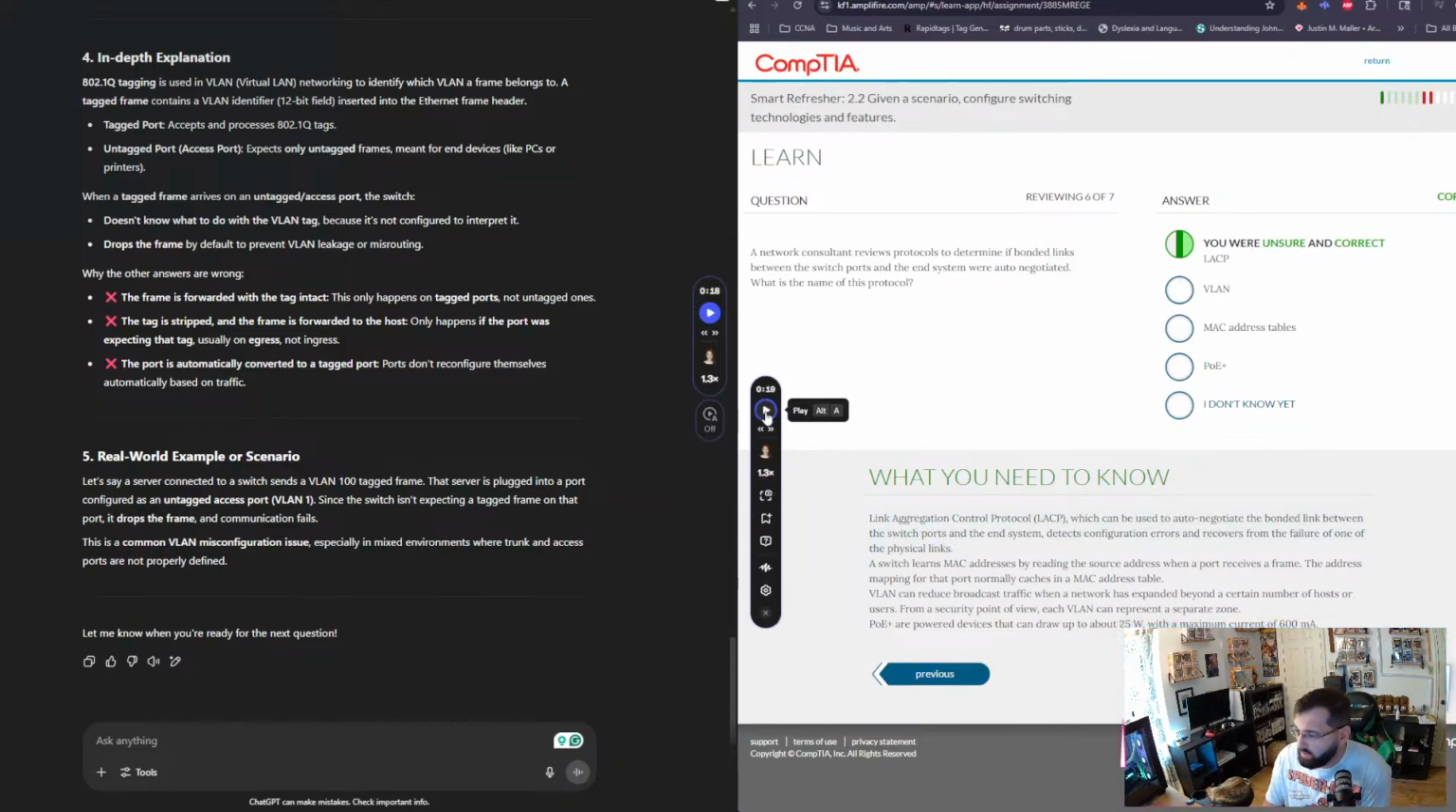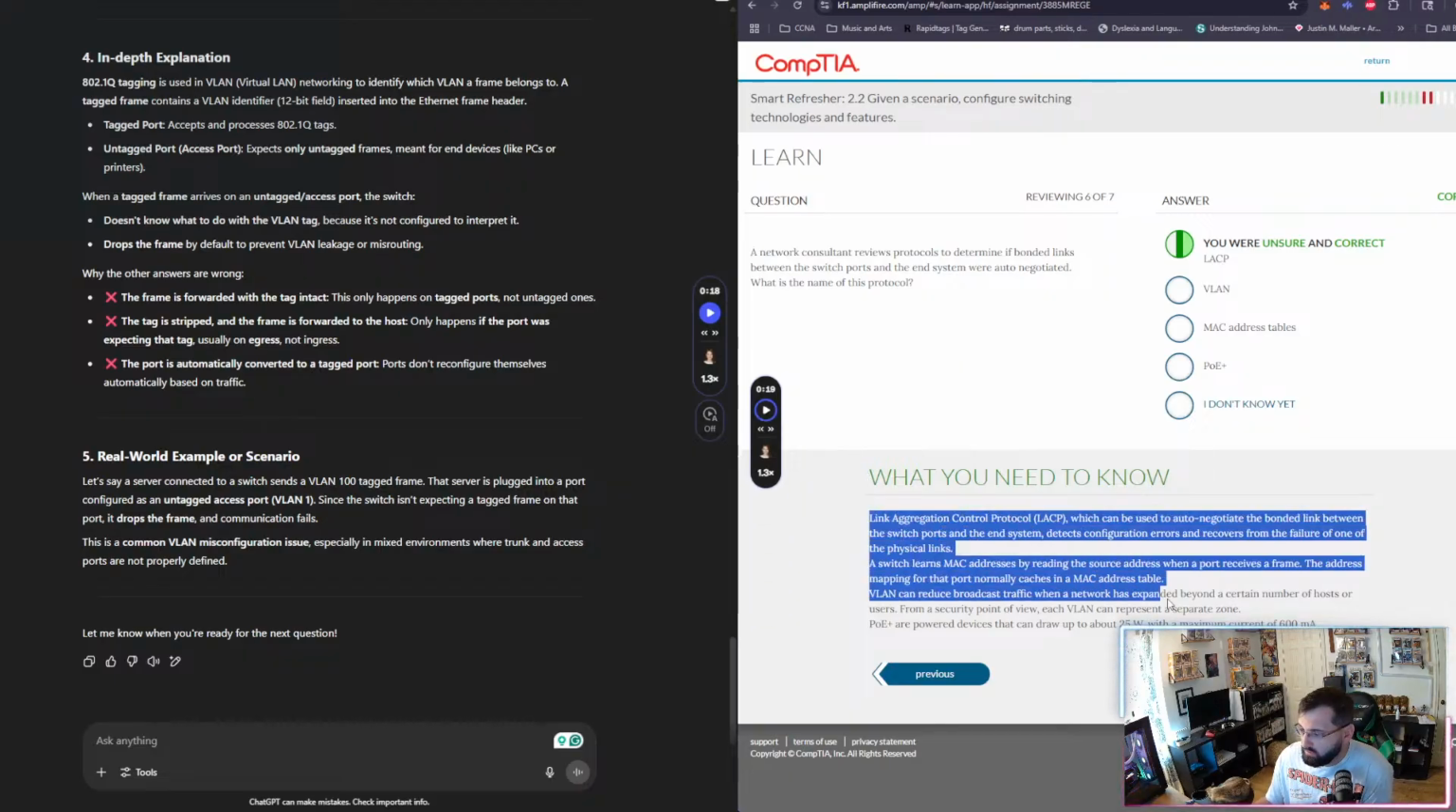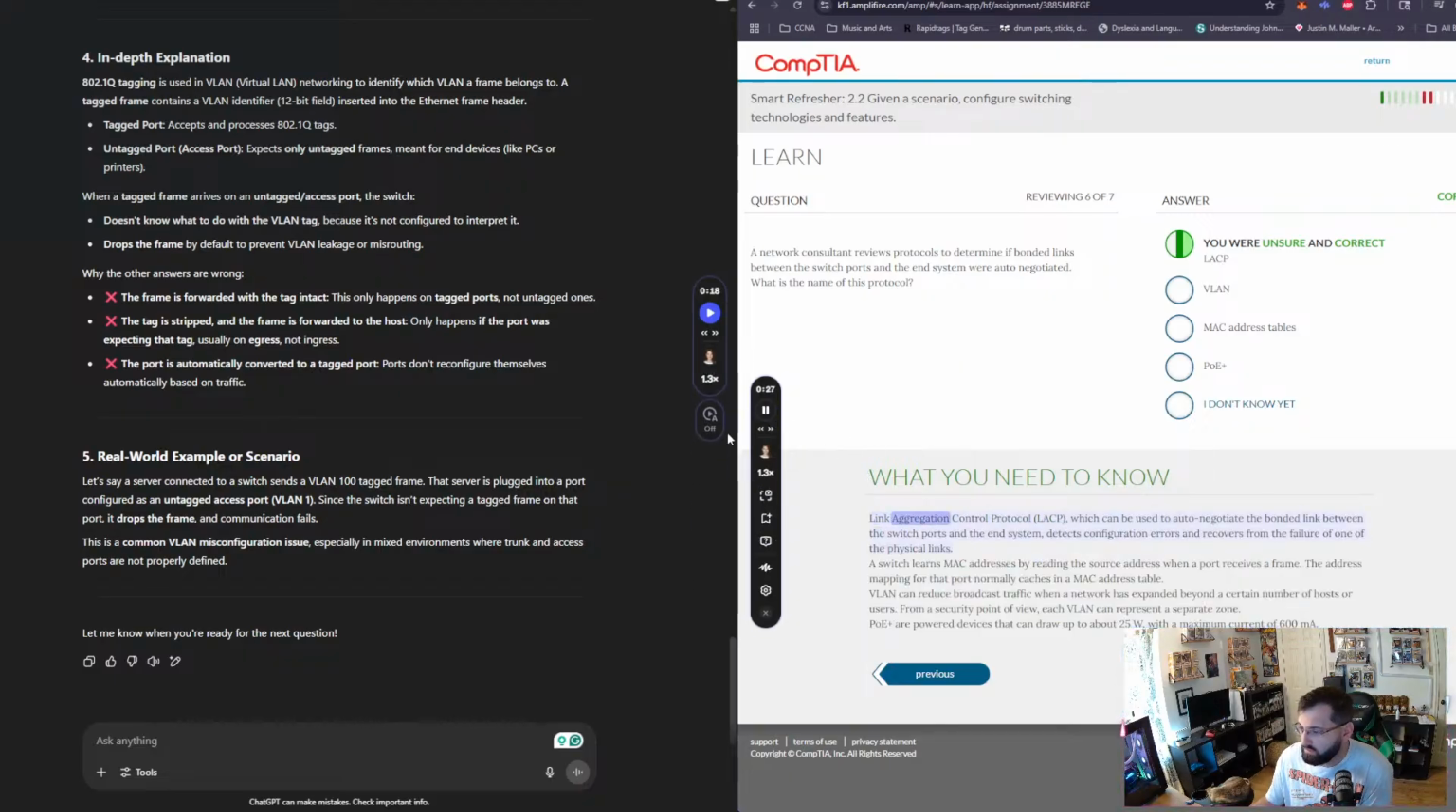Let's try again. Link Aggregation Control Protocol, LACP, which can be used to auto-negotiate the bonded link between the switch ports and the end system, detects configuration errors and recovers from the failure of one of the physical links. A switch learns MAC addresses. Okay. Link Aggregation Control Protocol. See? You just gotta know the acronyms, man. A network consultant reviews protocols to determine if bonded links between the switch ports and the end system were auto-negotiated. What is the name of this protocol?